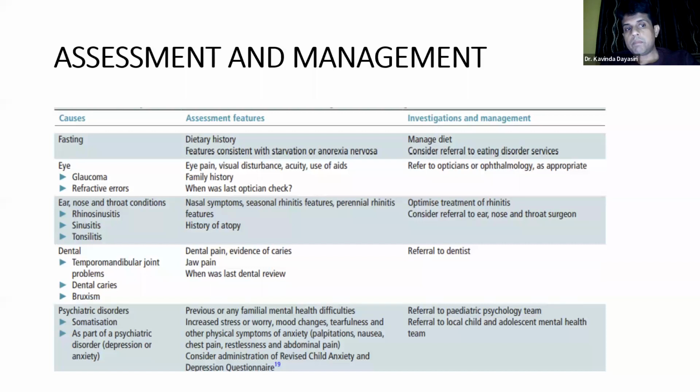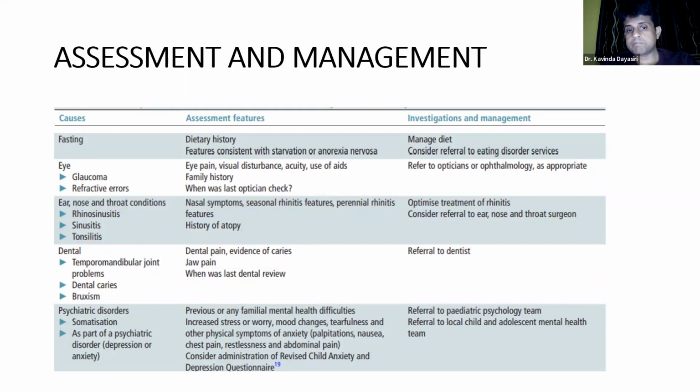ENT related problems such as rhinosinusitis, sinusitis, tonsillitis, and dental issues such as temporomandibular joint issues and dental caries can be the underlying cause of a chronic secondary persistent headache. So we need to carefully examine the ENT and dentition, and then make an appropriate referral to the ENT surgeon or the dental surgeon. Psychiatric conditions are also in the differential diagnosis of chronic persistent headache. Children with anxiety or depression can present with chronic headache.